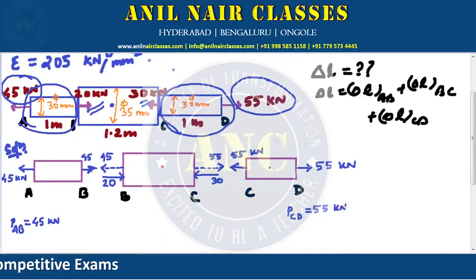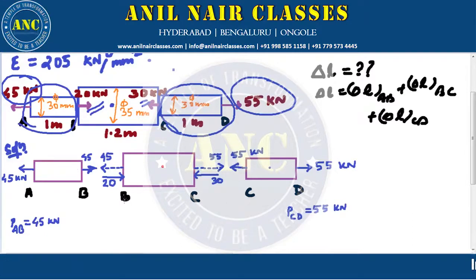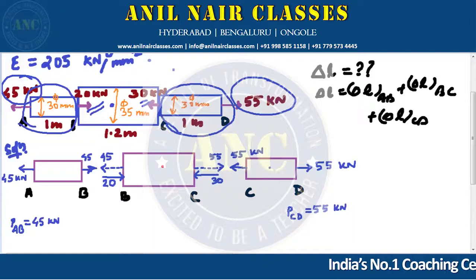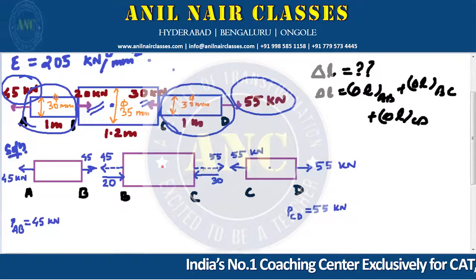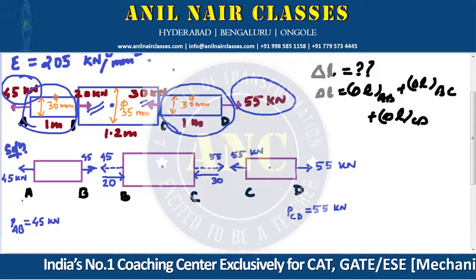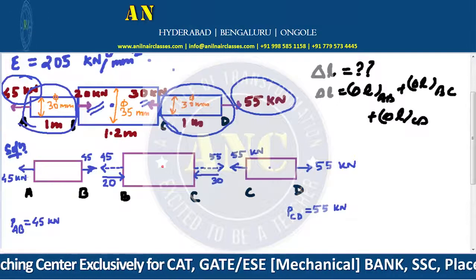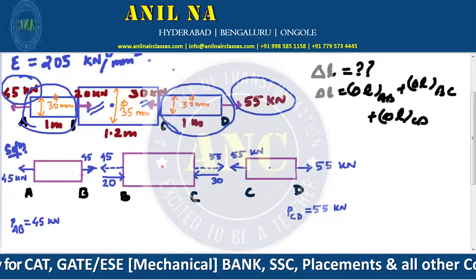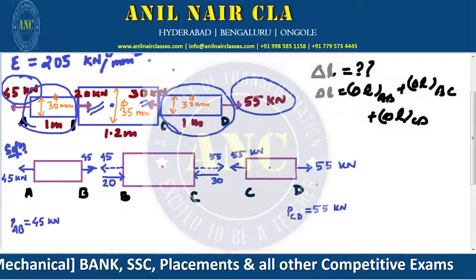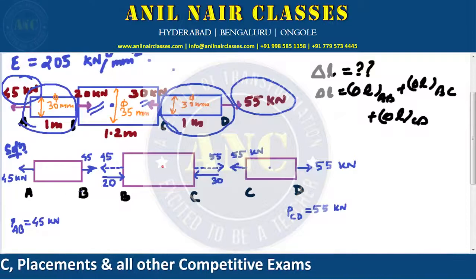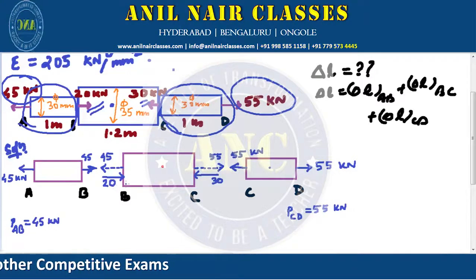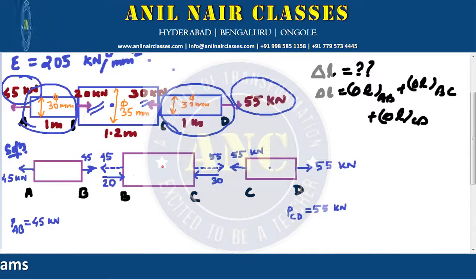55 kilonewton. Now when we see here in section BC, there are two loads in each side, and both sides should have same. If you see section AB, 45 is in left, 45 is in right. If you go to section CD, 55 is in left, 55 is in right. So similarly, when you go for BC, left and right should have the same value. So let us check how we can get this.